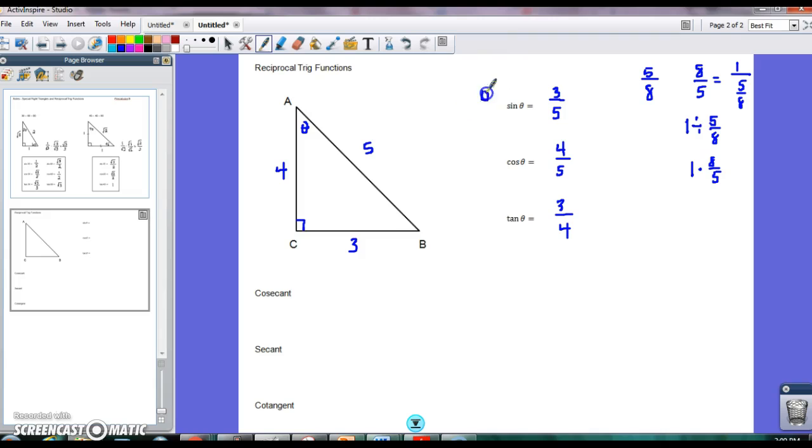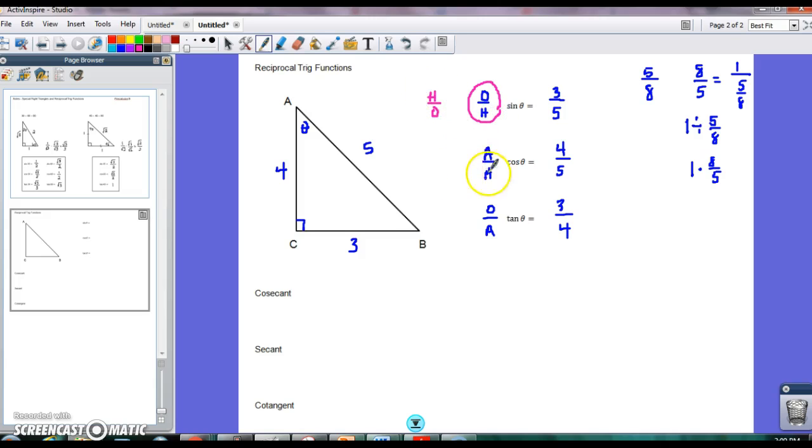Fourths. So remember, this is opposite over hypotenuse, this is adjacent over hypotenuse, and this is opposite over adjacent. When we start talking about reciprocal trig functions, we can take the reciprocals of all of these, and they each have their own name. And when I take the reciprocal, that means I flip this. Okay, so this is what I'm flipping. When I flip it, I end up with hypotenuse over opposite.